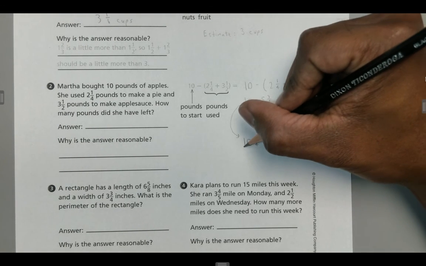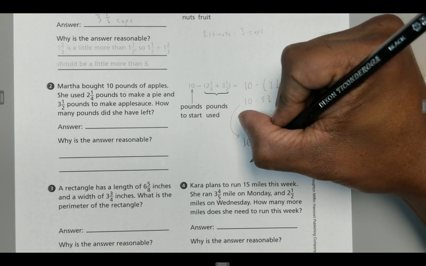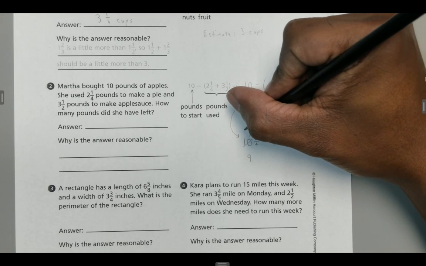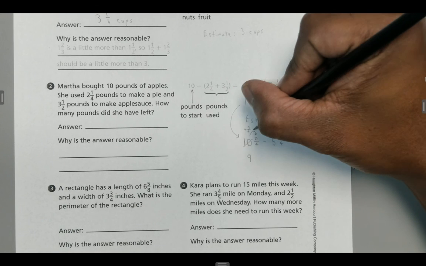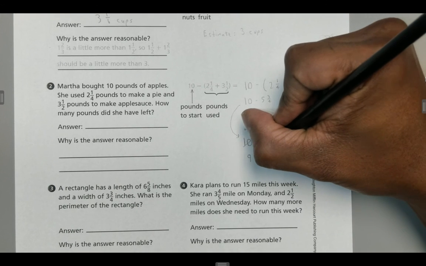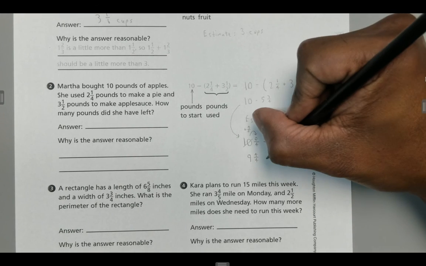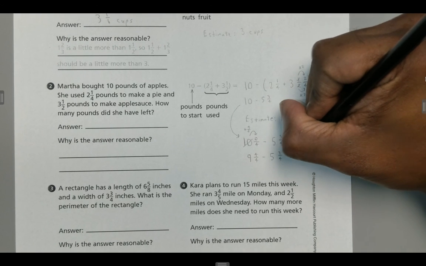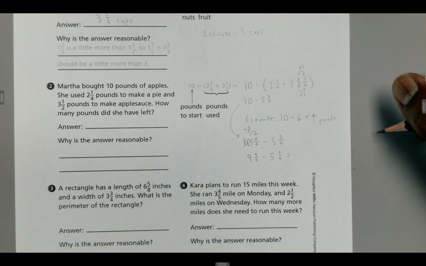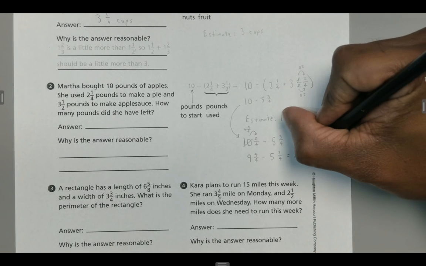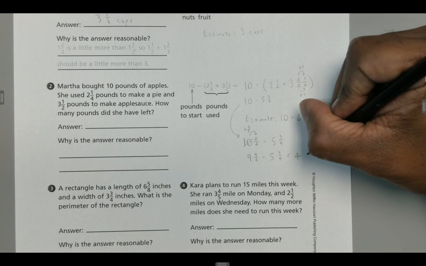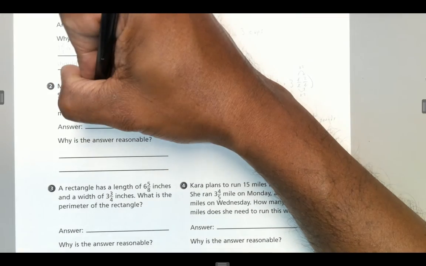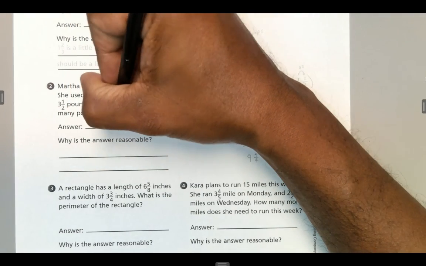I need to borrow from the whole, so the whole number goes down by 1, and that whole gets added back in to the fraction. 4/4 gets added in. So I am regrouping whole number 10 as 9 4/4, because now that allows me to subtract. Whole numbers first. 9 minus 5 is 4. 4/4 minus 3/4 is 1/4. And I get an answer of 4 1/4 pounds.